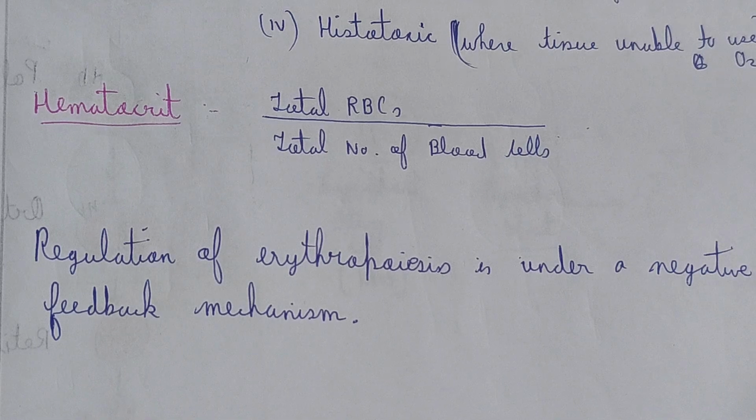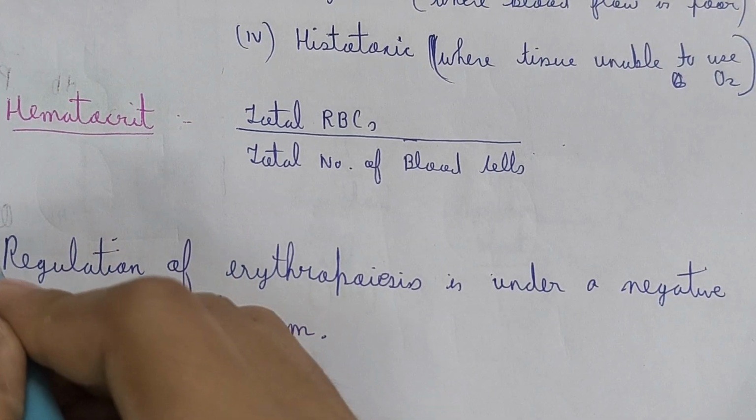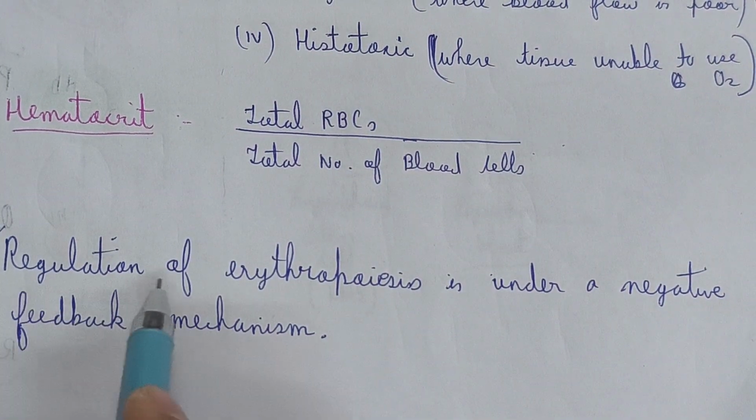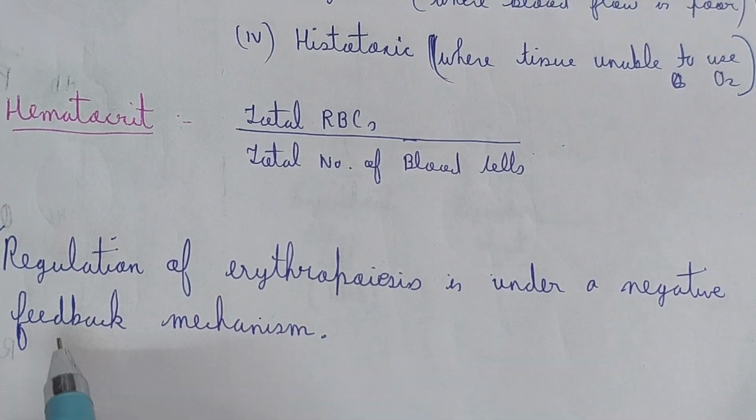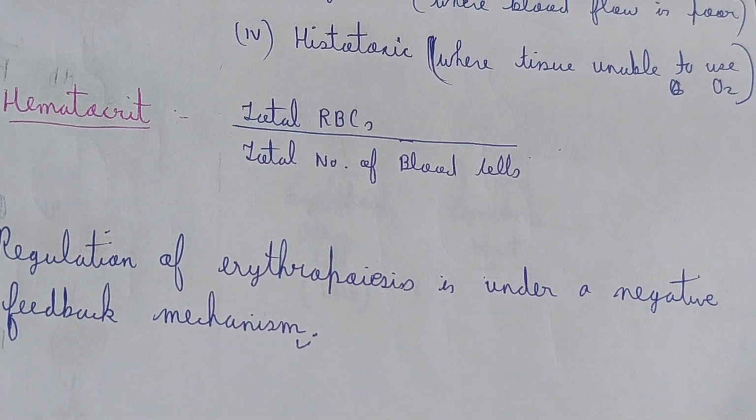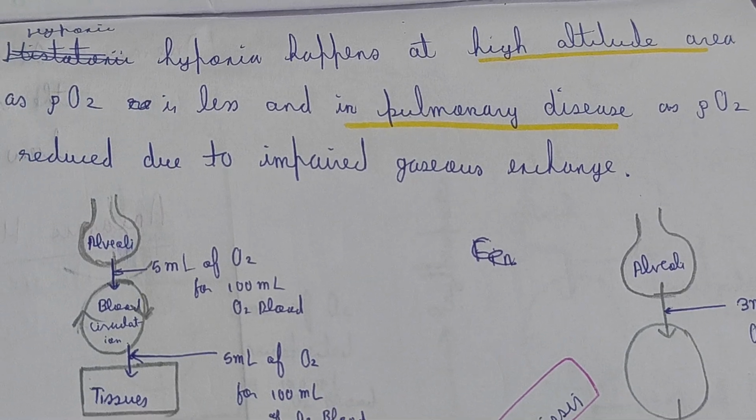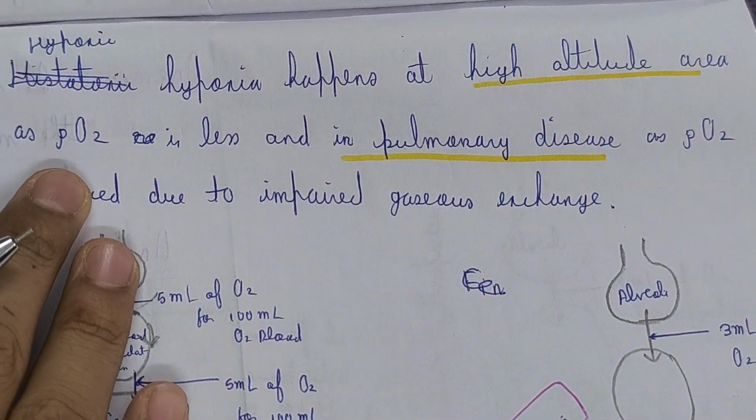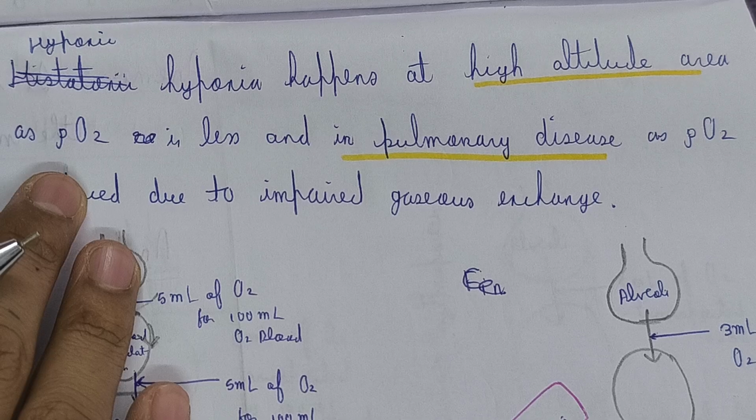Here, one most important thing you should know is that the regulation of erythropoiesis is under a negative feedback mechanism. So, a negative feedback. First of all, I am going to discuss hypoxic hypoxia.